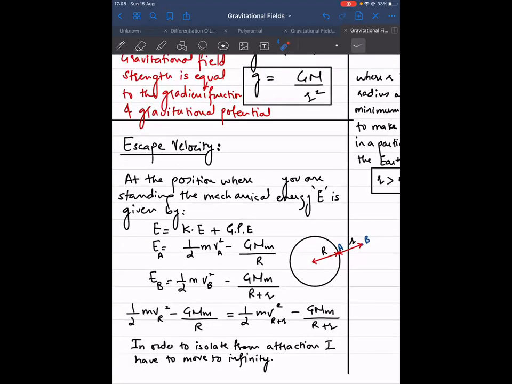So now in order to isolate, मुझे अगर escape करना है gravitational field, I have to move it to the point of infinity. That's what I have taken to be a point. यानी मैं पॉइंट ऑफ इन्फिनिटी में मूव ऑन कर जाऊंगा तो I would then escape the gravitational field of the planet or any other planet. ठीक है ना. अगर मुझे attraction से escape करना है, field को escape करना है, तो I have to move it to the point of infinity.